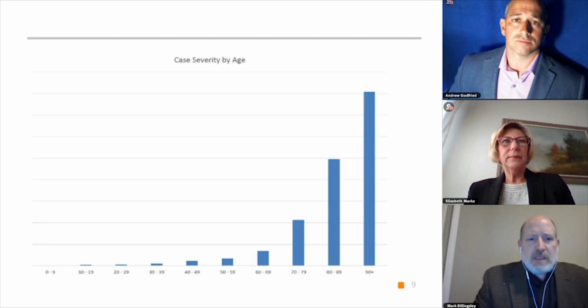Even more dramatic, though, is the actual severity of cases. This graph does not have a legend, but it is intended to show the relationship and severity of cases by age. So as individuals are impacted by this virus, the cost for older individuals is much higher.